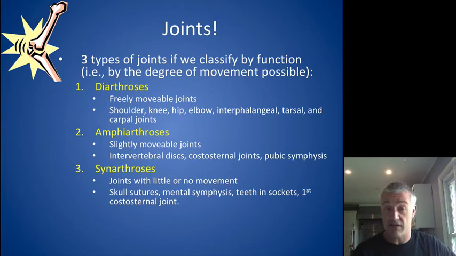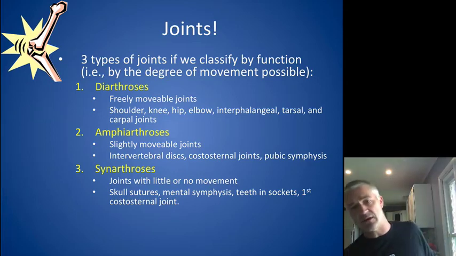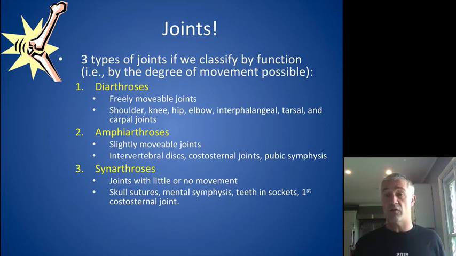Amphiarthrotic joints, these are slightly movable joints. When we're saying slightly movable, we really do mean slightly movable. If you think about when you bend your back, you're getting a little bit of movement between those different vertebrae. That's a slightly movable joint. The little bit of flex that there is between your sternum and your ribs, the costosternal joints, that is an amphiarthrotic joint. So again, limited movement on these ones. So amphiarthroses or amphiarthrotic joints.